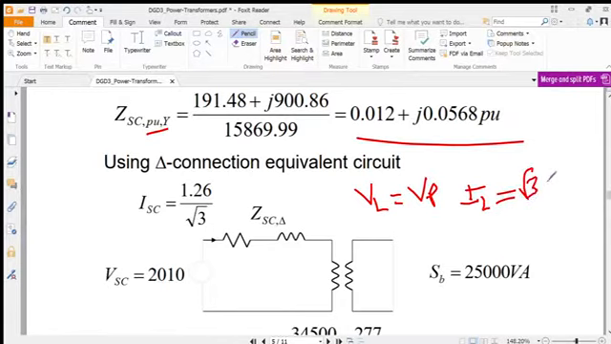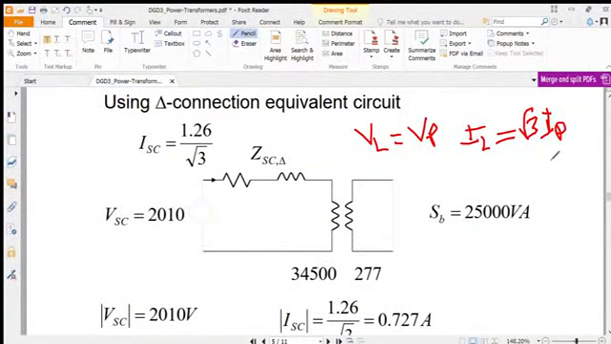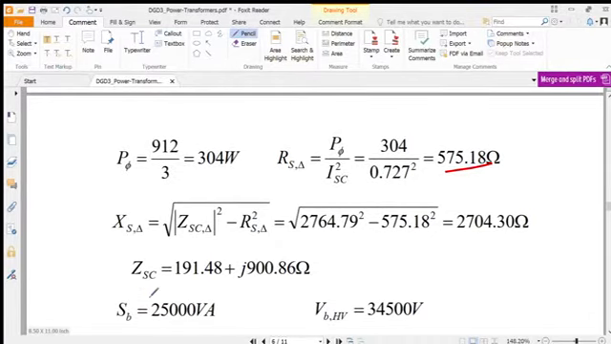In the question, this is the line voltage. For the phase current, I just divide the line current by root 3, and then I get this current. This is the phase voltage, and this is the actual impedance. Then similarly I have to find P equals I square R. This is the three-phase power, so this is the R. Now the current expression is different. Now find the reactance value and then the actual value of impedance.